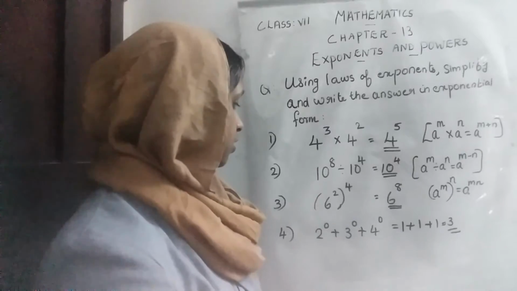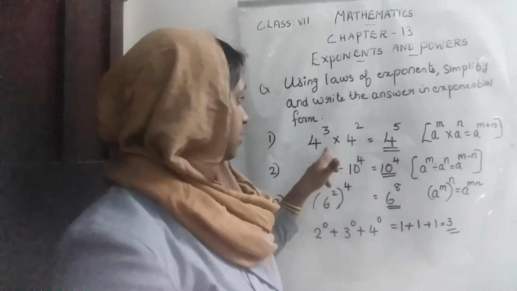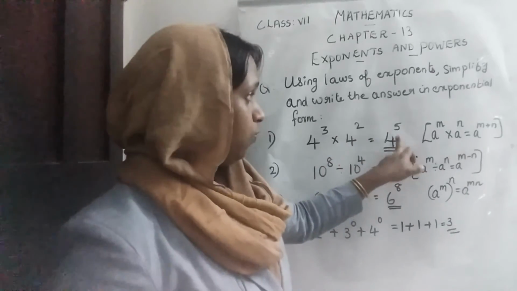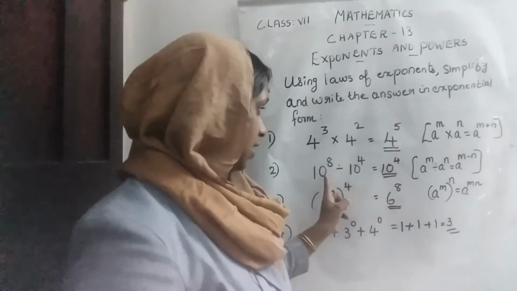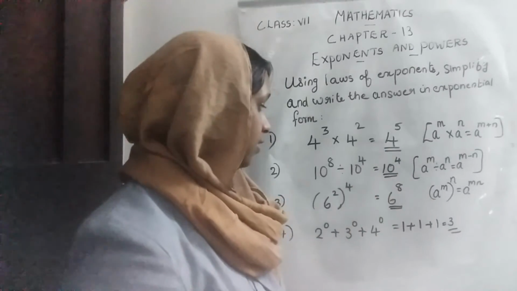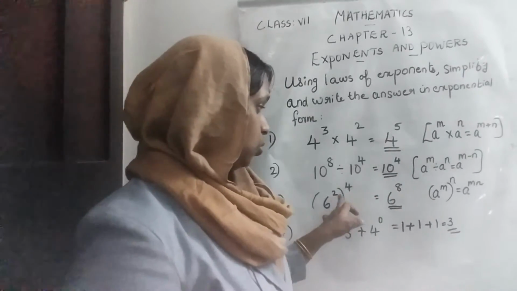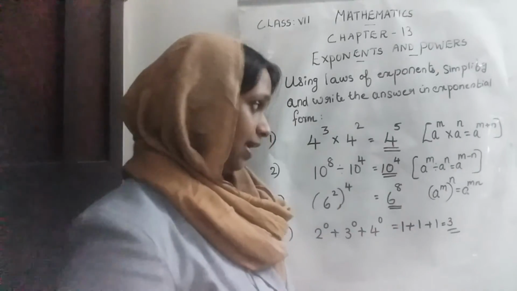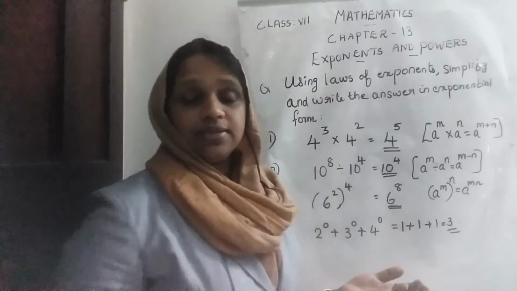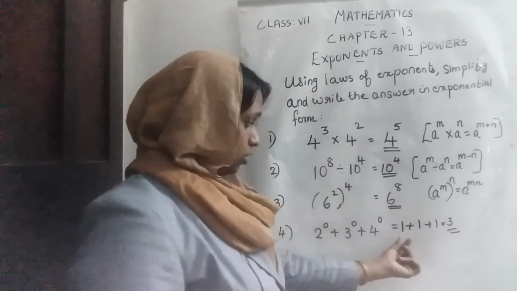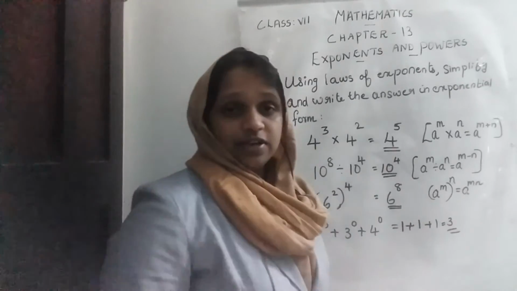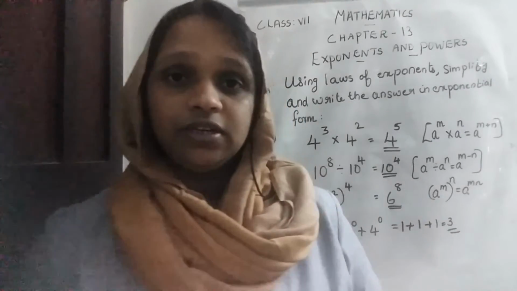Got it? So how to write this? Here the base is the same, so 4 raised to, we add the exponents. Here also the base is the same, and it is division, so we subtract. And here 6 raised to 2 raised to 4 is 6 raised to 8. And here we know a raised to 0 is 1, so similarly 2 raised to 0 is 1, 3 raised to 0 is 1, 4 raised to 0 is 1. And finally our answer is 3. Got it?